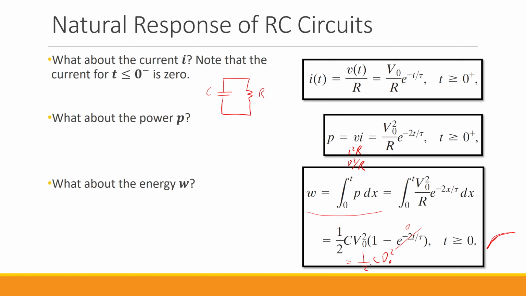And this is exactly the same equation that we had for the energy of a capacitor. So for the energy of a capacitor, we simply had 1 over 2 CV squared. So since the initial voltage that we have is V0, this is the total amount of energy that was stored in the capacitor.